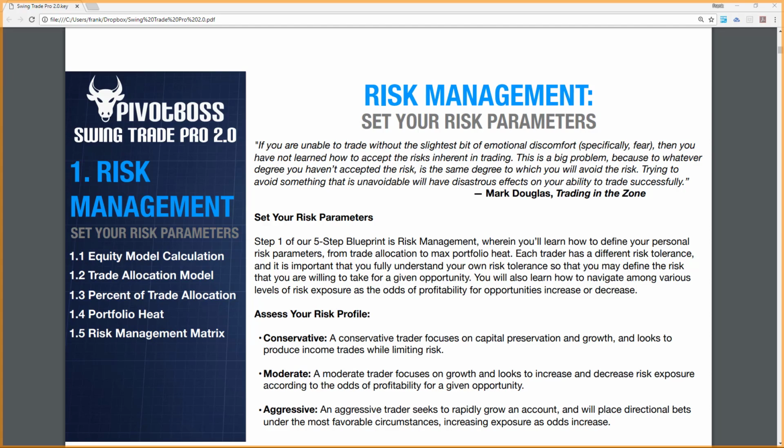So really quickly, assess your risk profile here. Conservative, moderate, aggressive.